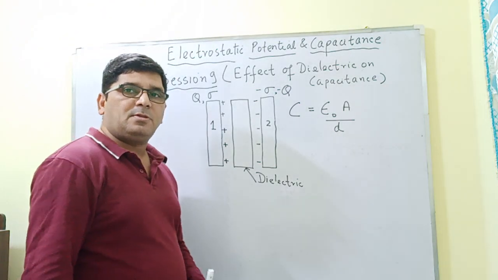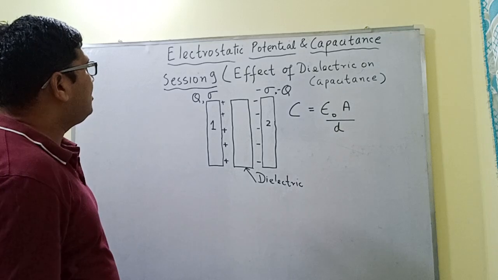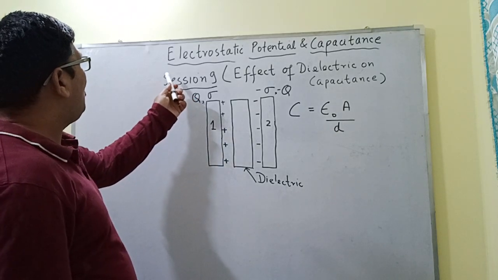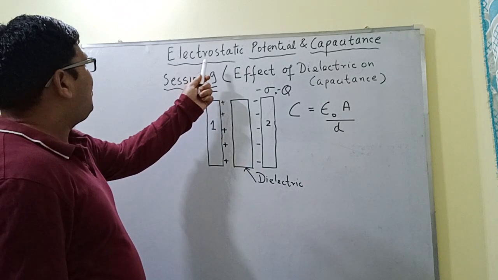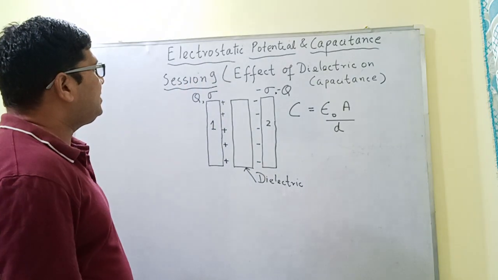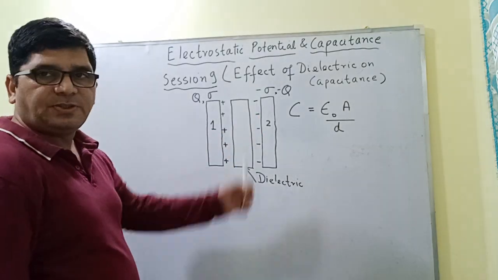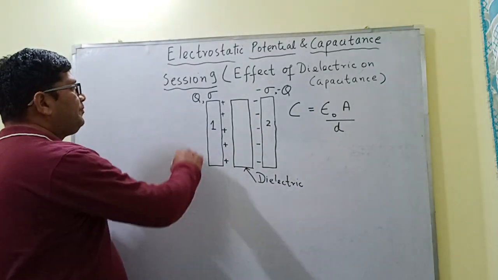Good evening, students. Welcome to session 9. This session 9 is of the chapter on electrostatic potential and capacitance, and the topic is the effect of a dielectric on the capacitance of a capacitor.